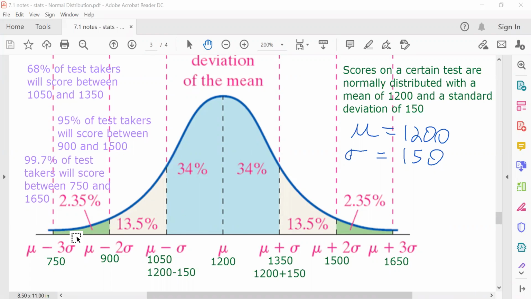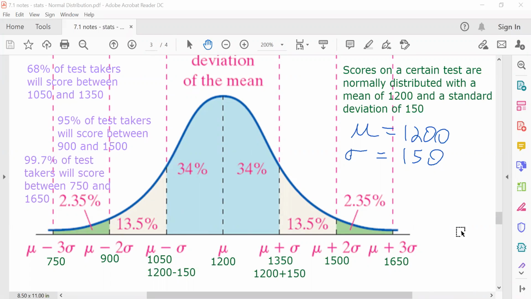That's what's going on here. So from as low as 750 to as high as 1650, 99.7% of test takers fall in there. So that's one interpretation that you can take. The other interpretation is you can make a probability interpretation.